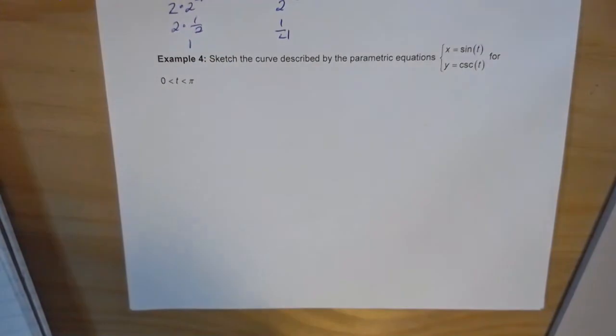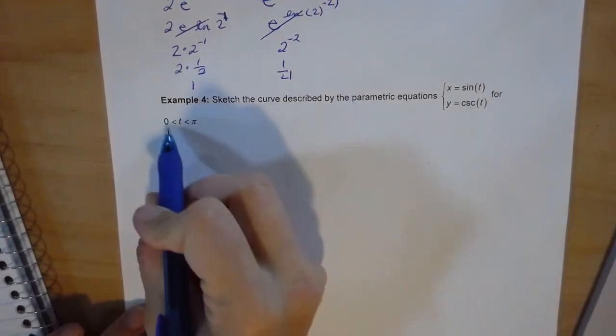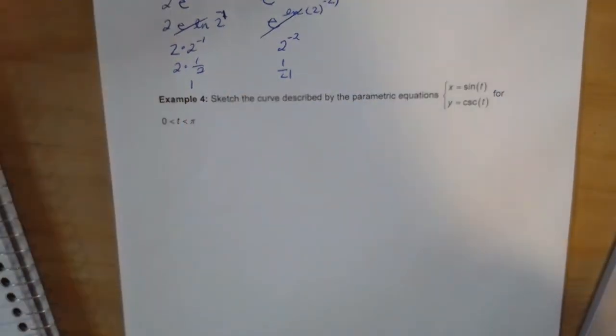Alright, now let's do one with some trig in it. Okay. A couple things I want you to notice. Cosecant is the inverse of secant, or sine, I mean. Let me say that again. Cosecant is the inverse of sine. So keep that in mind. And then, as you can see, we're going from 0 to pi. If you look, though, it's not equal to. So we have to think about what happens there.